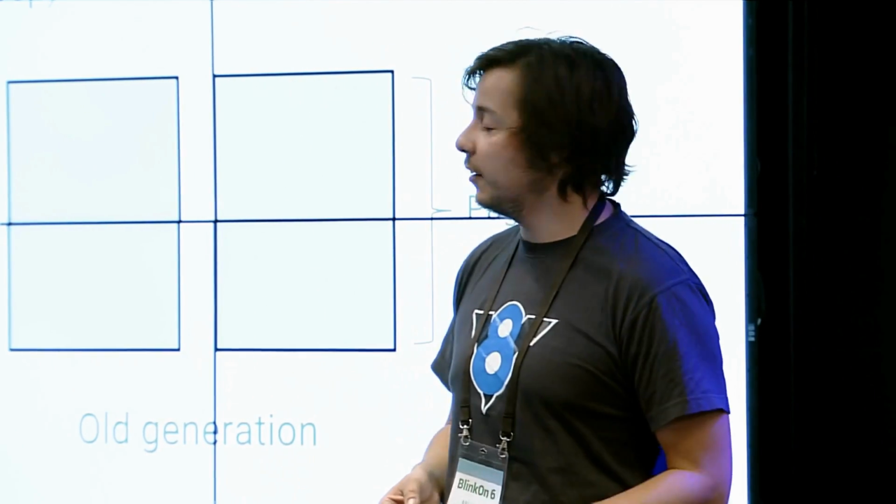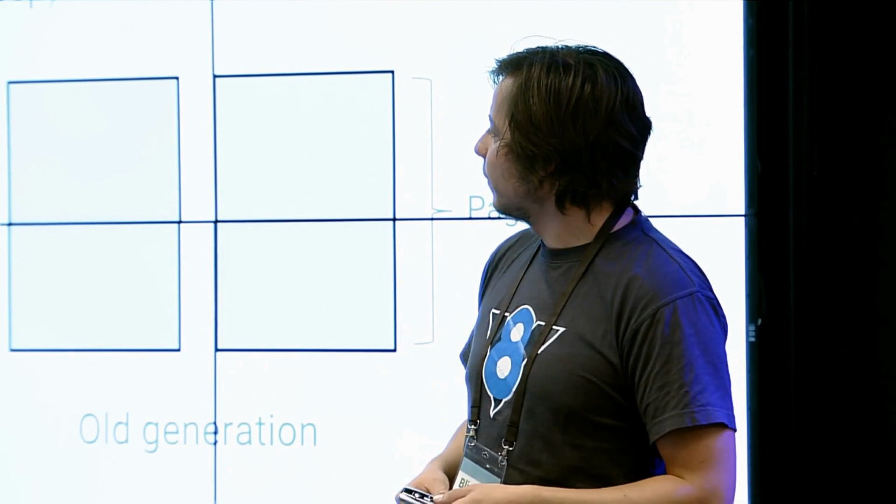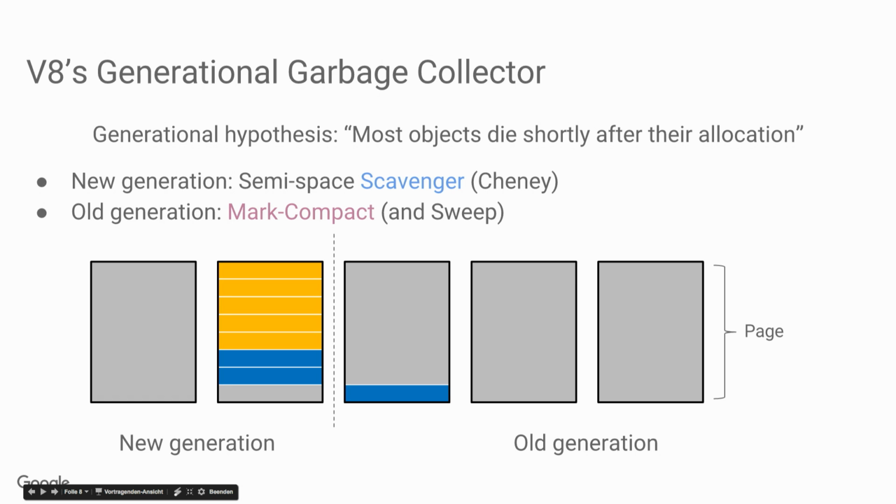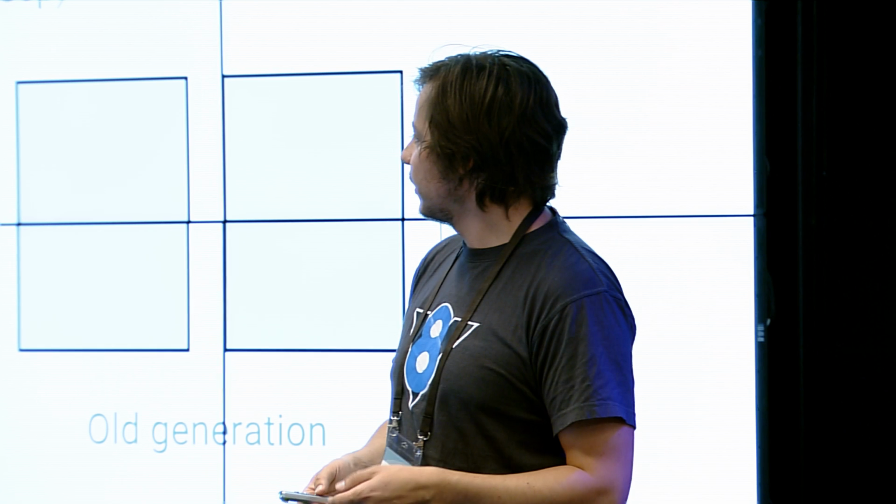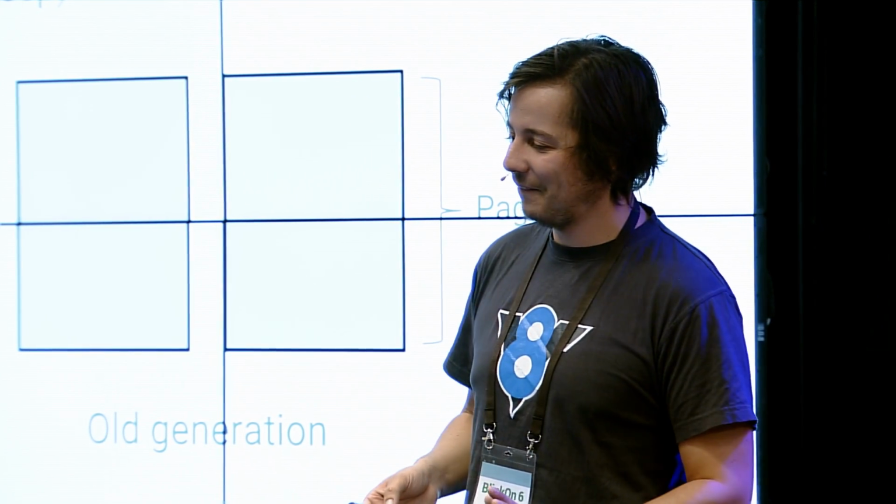This happens again as the space gets full again. Objects that have survived one round will be, we call it, promoted to the old generation. Happens again, and so on. So this is basically a very brief example of how the V8 garbage collector looks like.